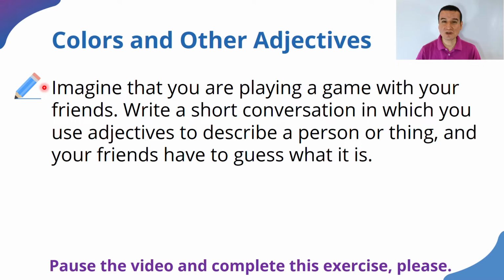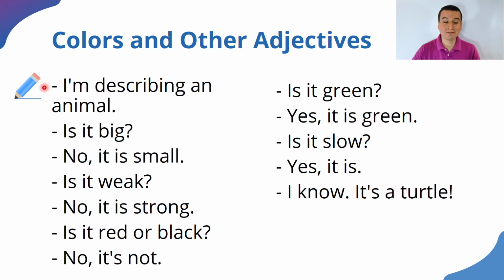Very good. Thank you for completing the activity. And here I have a sample conversation. All right? It's very simple. And the game is about guessing the name of an animal, what type of animal the person is describing. It goes like this. I am describing an animal. And the question is it big? That is the first adjective. No, it is small. Okay, what animal is that? Is it weak? No, it is strong. Small insects sometimes are very small, but very strong.